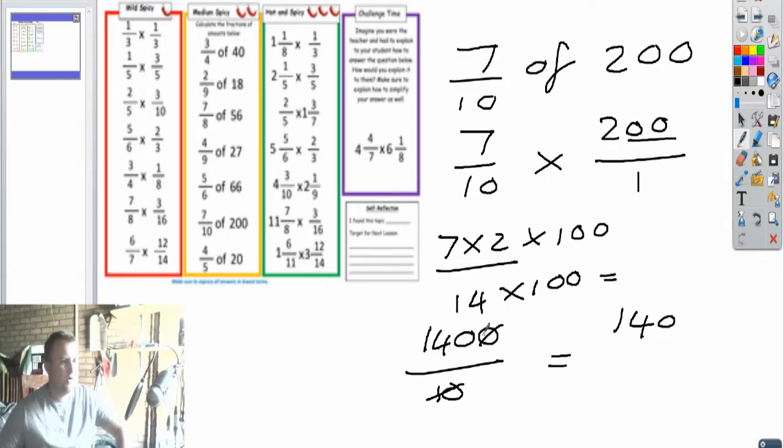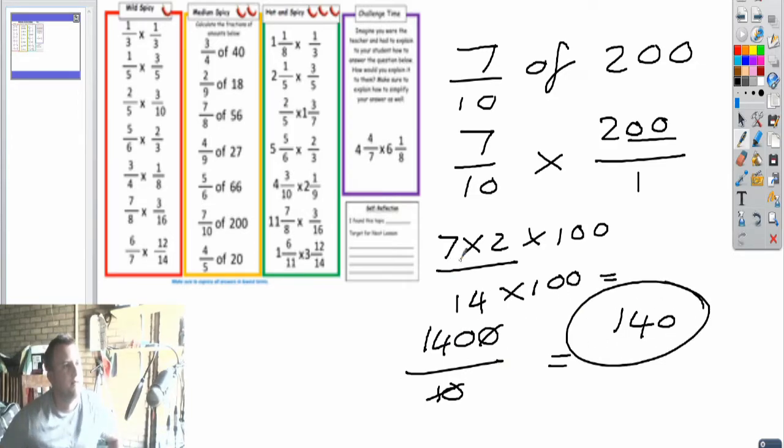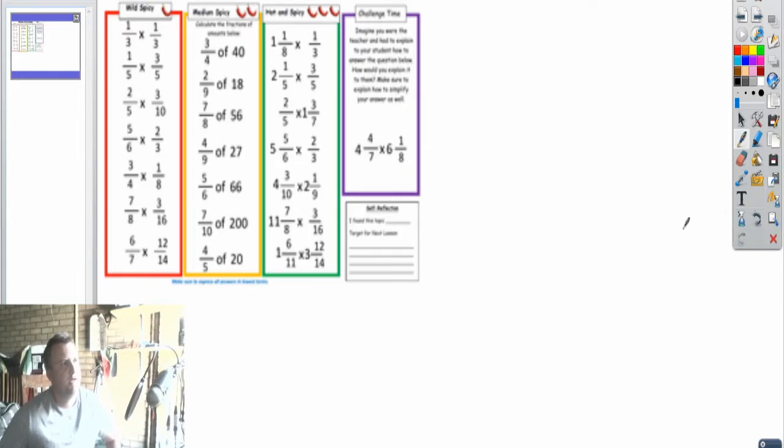Now, I've gone over a lot in the fractions about how when you have zeros on the end of each number and you're dividing them by each other, you can cancel them out because I can split this into 140 times 10. And then obviously 10 divided by 10 is 1. So it just becomes 140. Have I done 3? I think I have done 3. So there you go. That's the of calculations. And now we're going to get into the mixed numbers.